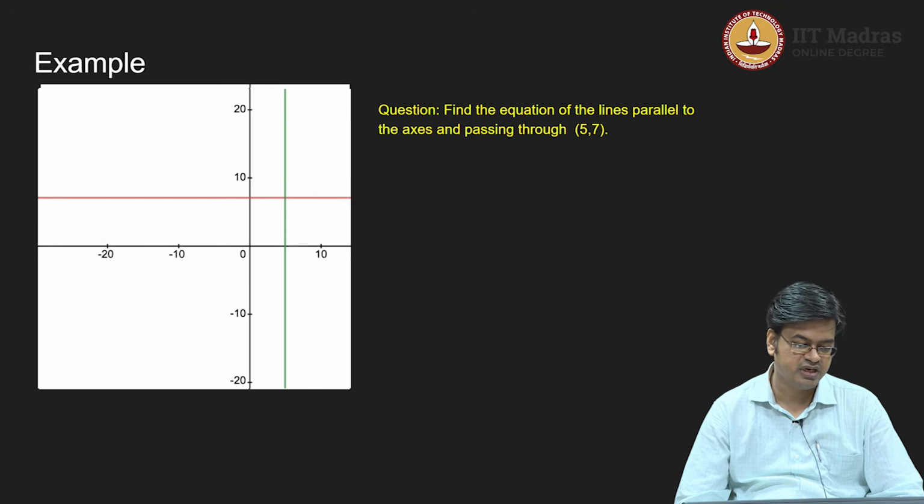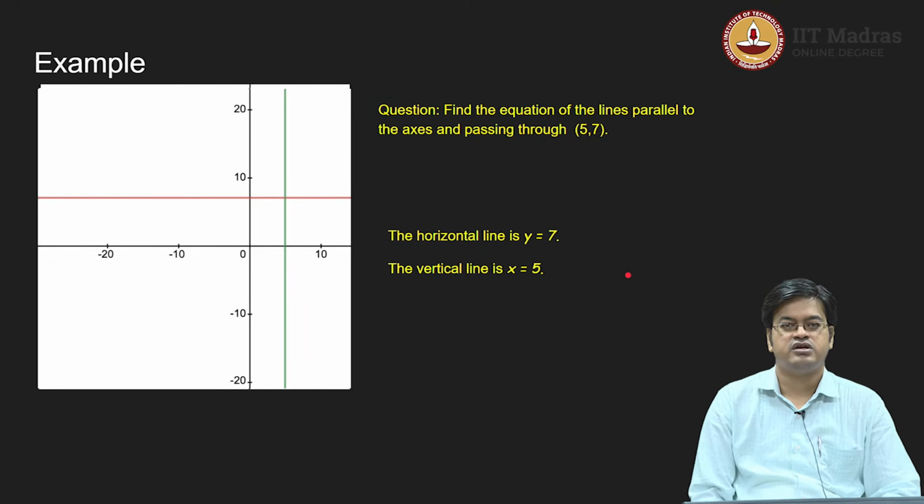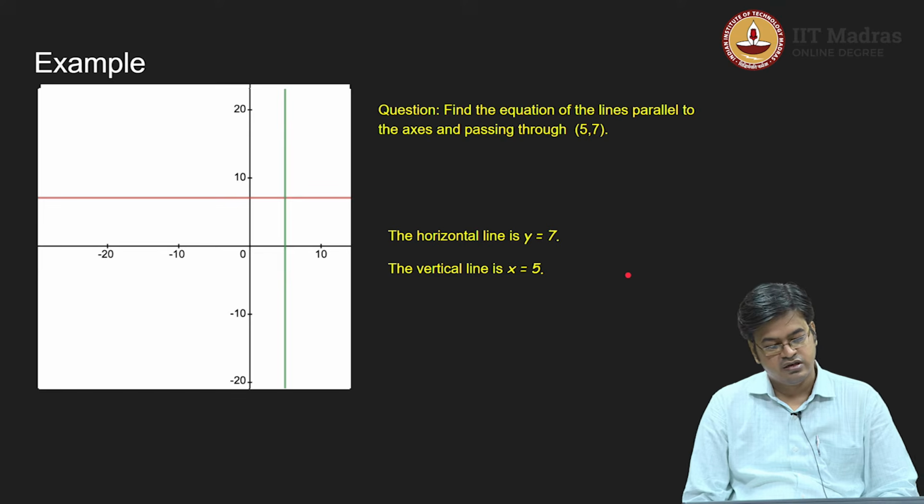Now what are the typical equations of the lines? For the horizontal line it will be y equals 7, and the vertical line will be x equals 5. This is how we will study horizontal and vertical lines.